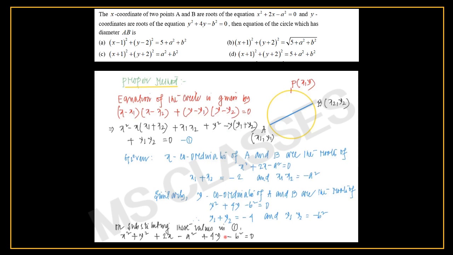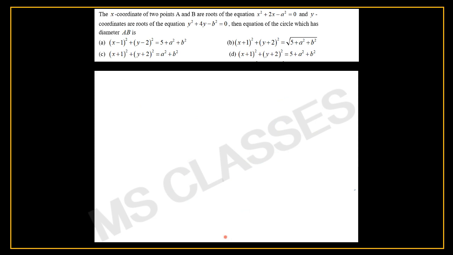Now to match with the MCQs given here, we can simplify this one and we get x plus 1 whole square plus y plus 2 whole square equal to 5 plus a square plus b square.